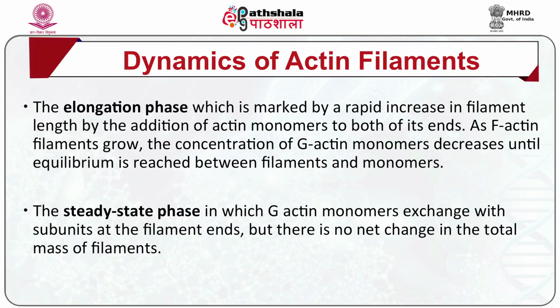As F-actin filaments grow, the concentration of G-actin monomers decreases until equilibrium is reached between filaments and the monomers. The steady state phase is one in which G-actin monomers exchange with subunits at the filament end, but there is no net change in the total mass of the filaments.